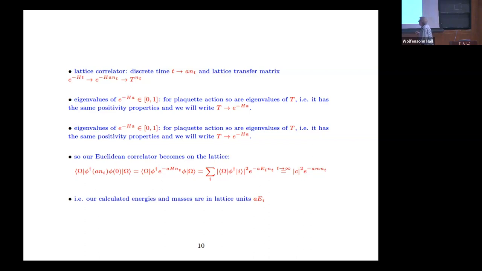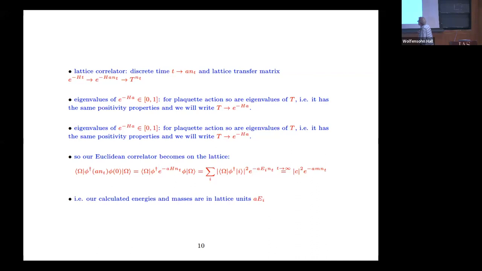So the e to the minus Ht I had in my correlation function becomes e to the minus Hamiltonian times the lattice spacing times an integer. And really, I should say that it's what people call the transfer matrix that takes you from one time slice of the lattice to the next one. In writing it as e to the minus H, I'm making assumptions that basically this transfer matrix has values that lie in the interval 0 to 1, and that it has no complex eigenvalues, things like that, which it might have on a general lattice action.